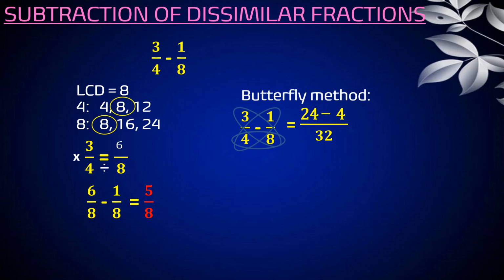Now, let's subtract the numerators. 24 minus 4 is equal to 20 over 32. So, the numbers 20 over 32 can be divided by the number 4. So, divide natin. 20 divided by 4 is equal to 5. And 32 divided by 4 is equal to 8. So, our answer is 5 over 8.